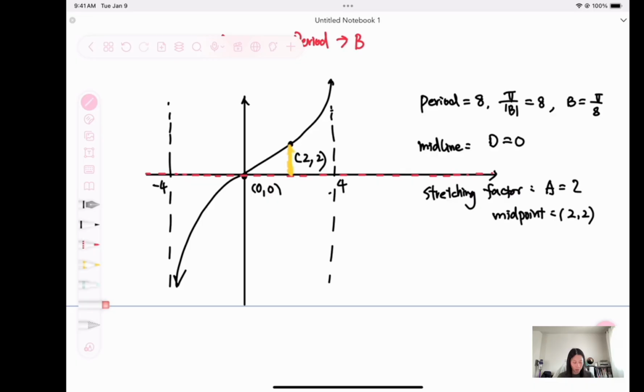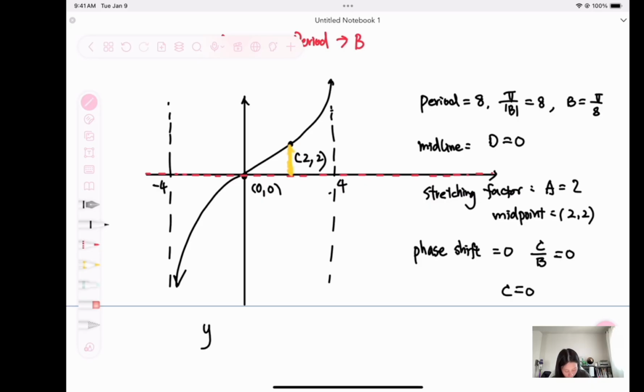So now with a and b, we need to find c. C is the phase shift. Well, the phase doesn't shift, so that means it's equal to 0. So c over b is equal to 0. That tells me that c is equal to 0.